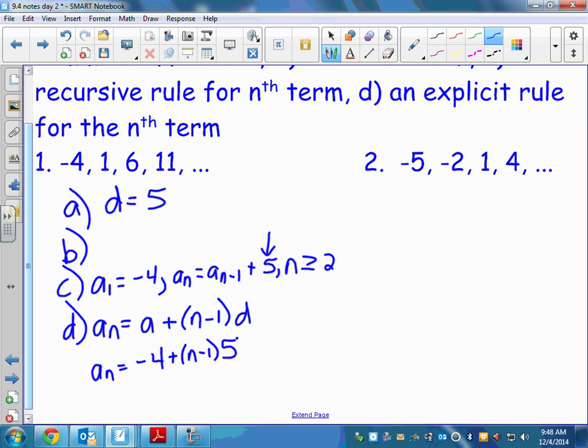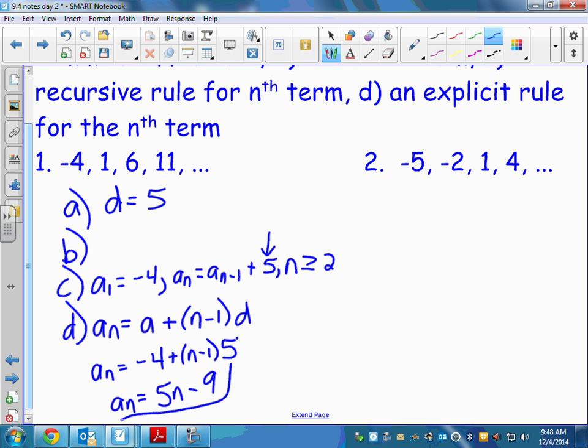And just work it out. Distribute it, combine like terms, and give me a nice formula for the nth term of this sequence. 5n, and I'm going to just do this in my head. Let me know if you need more words than this. 5 times negative 1 is negative 5, plus negative 4 is negative 9. Do you agree with that?